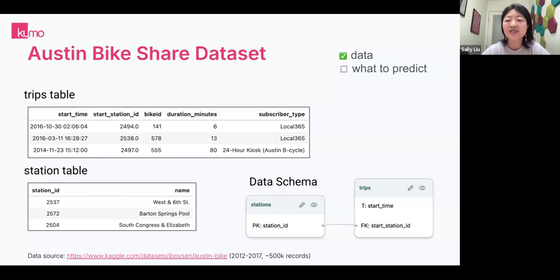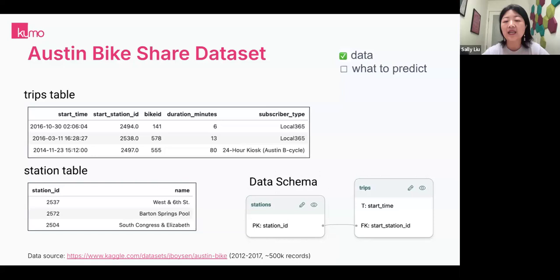Here we're focusing on the first thing users want to provide, which is the data. Let's look at the trips table. It's a very typical transaction table, right? Here you have the start time, when the bike starts the trip. You also have the start station ID, the bike ID, duration in minutes, and the subscriber type. And for the station table, you have some basic knowledge about the station. Here I only have the name.